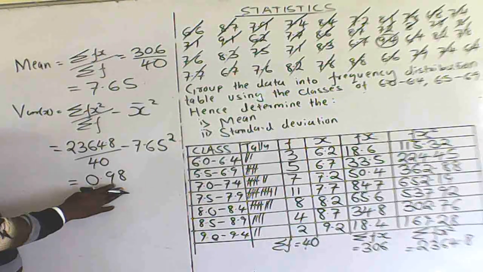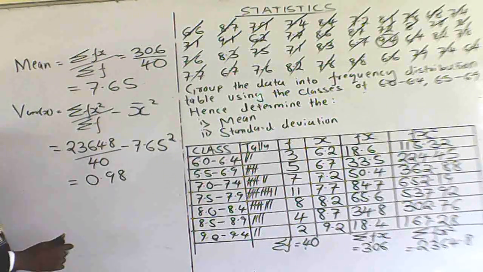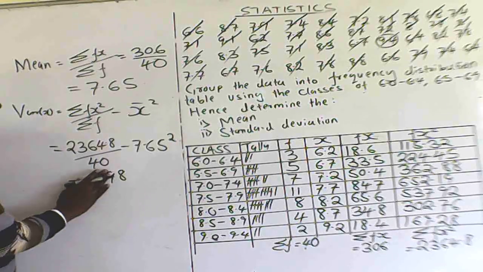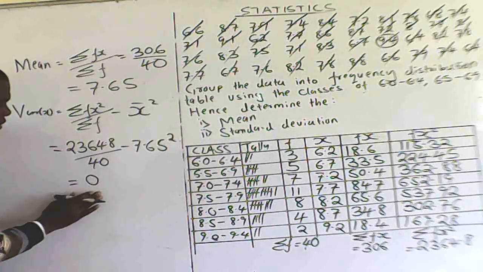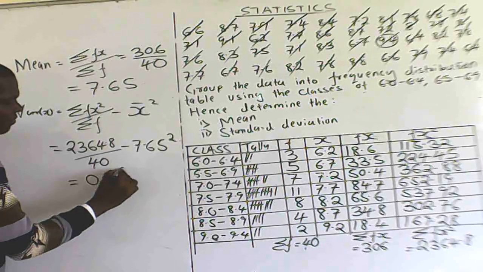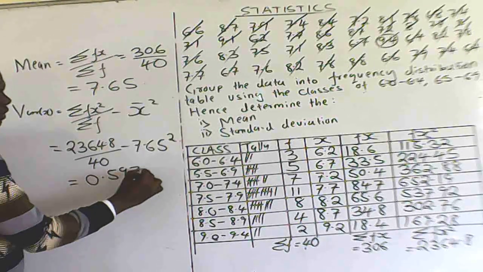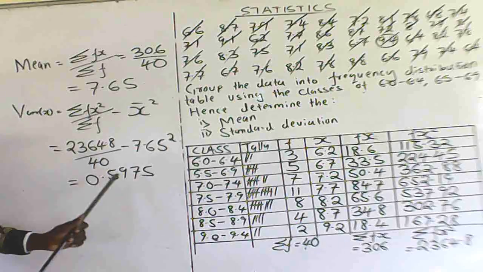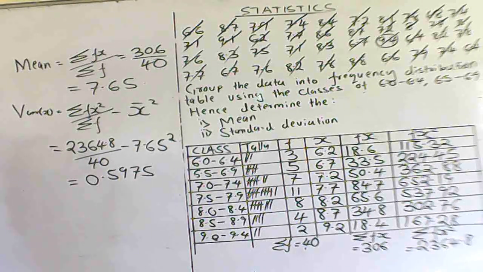Who put it to four significant figures? It is 0.59775. Are we together? Now that is the variance.